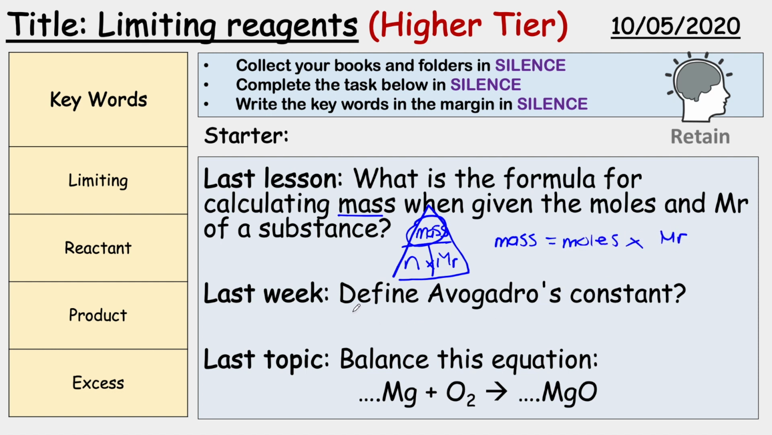The next question says define Avogadro's constant. Avogadro's constant is the number of atoms in 1 mole of a substance.